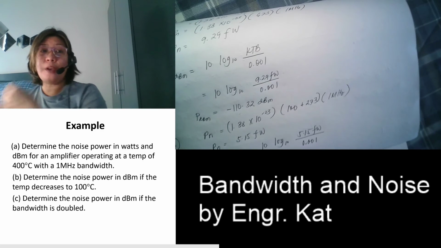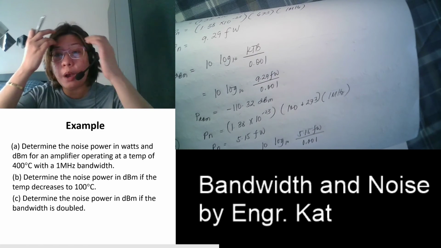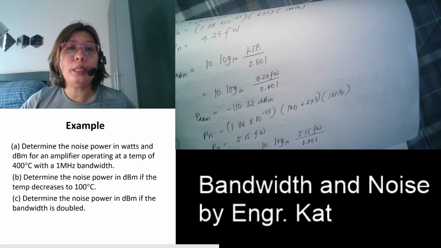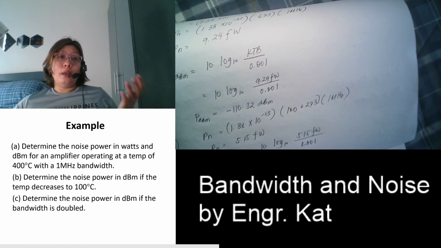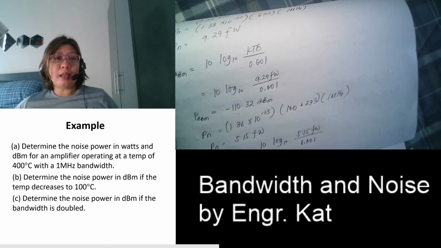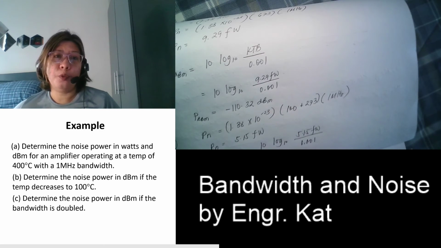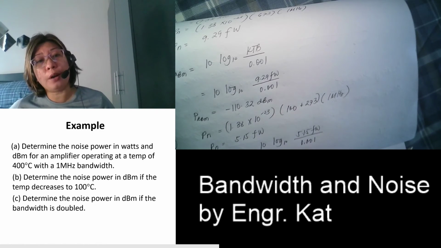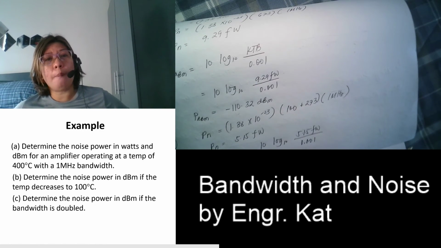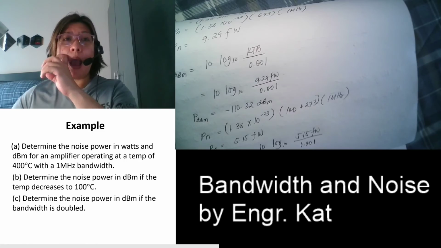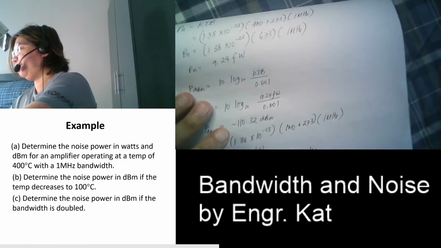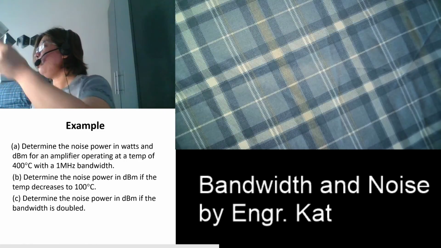Okay, and then finally, determine the noise power in dBm if your bandwidth is doubled. Okay, so again, noise power is directly proportional with the bandwidth. So if we doubled your bandwidth, therefore we are also doubling your noise power. So what do we expect? We are expecting a higher noise power here.